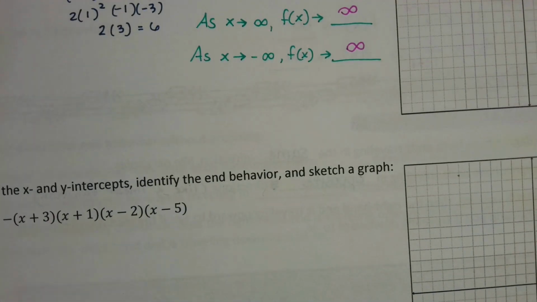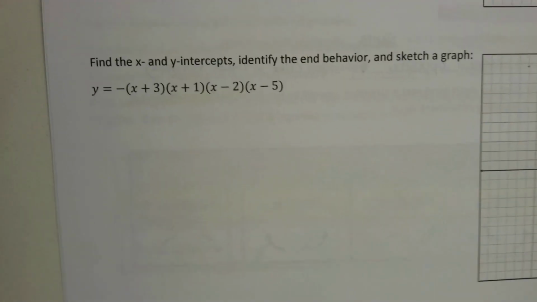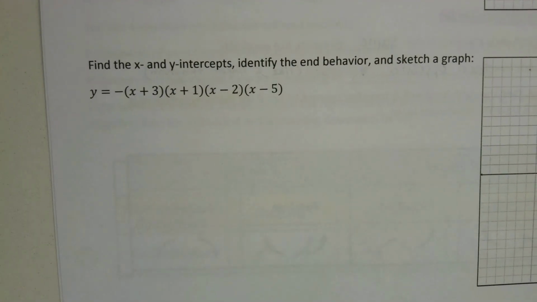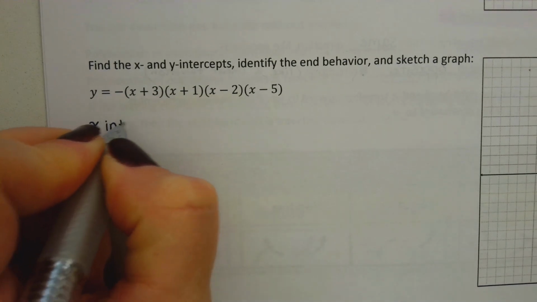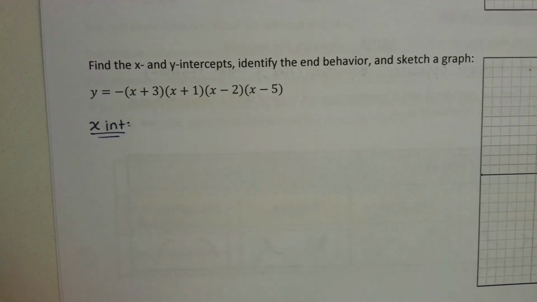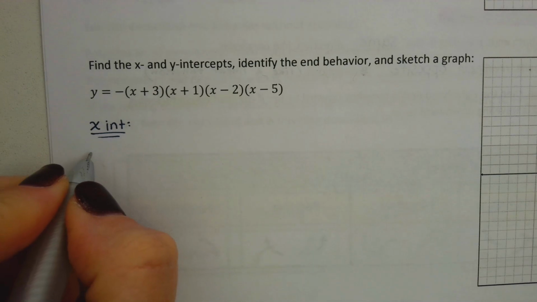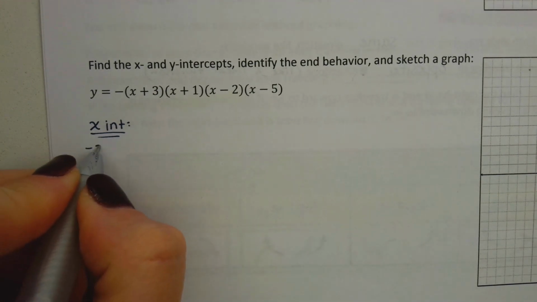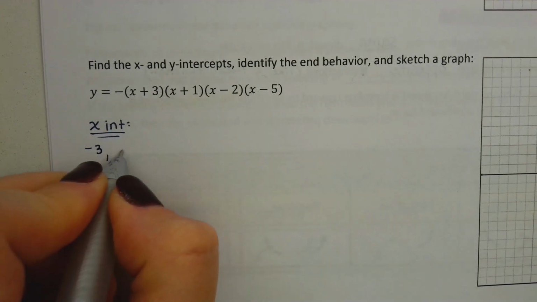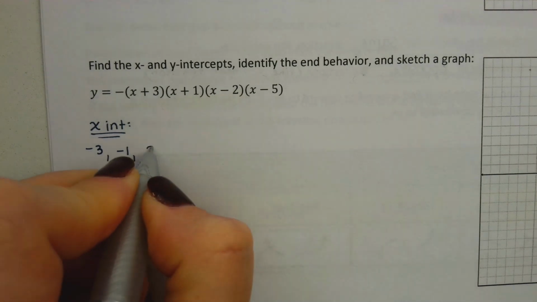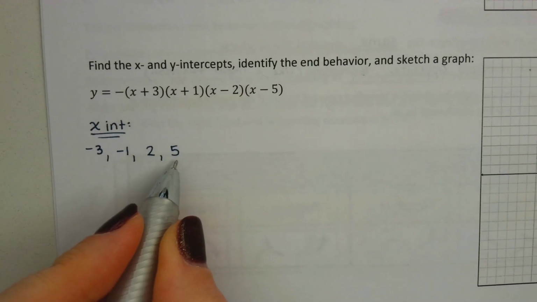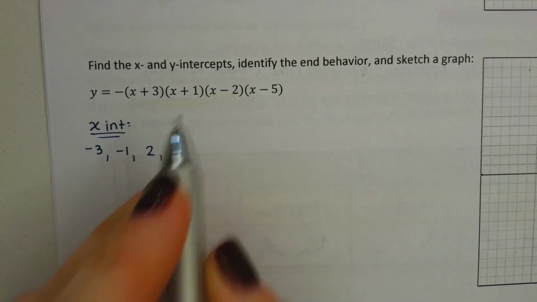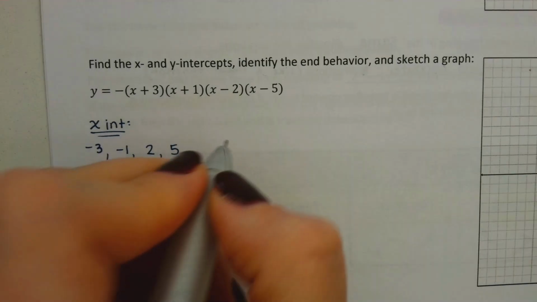All right, last one. Are any of these x-intercepts going to be doubles? Nope. What would be the first one? -3. And then -1, 2, and 5. So 4 x-intercepts, none of them are special because none of them have squares.